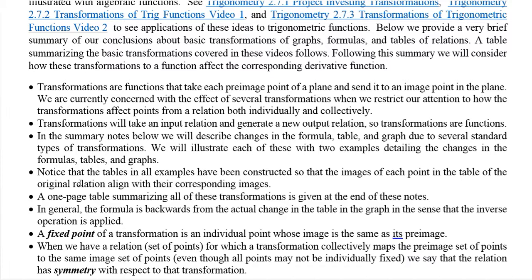When we have a relation, some set of points, for which a transformation collectively maps the pre-image set of points to the same image set of points, even though some of the points may not be fixed individually, we say that the relation has symmetry with respect to that transformation. So you have a graph, and when the dust settles, the image graph is the same as the pre-image graph. We say that that relation has symmetry with respect to that transformation.